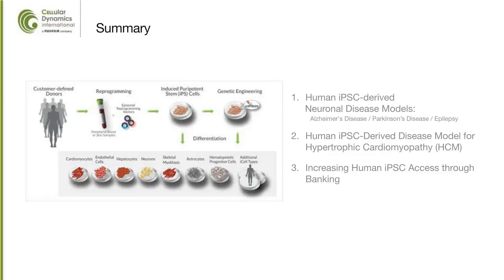So this is the summary slide summarizing both Dr. Magnan's presentation and mine. Dr. Magnan went over some of the iPS-derived neuronal disease models for Alzheimer's, Parkinson's, and epilepsy, and these were all engineered examples. I went over some of the cardiac examples for hypertrophic cardiomyopathy, an induced example and an innate example, and then I also touched a little bit on some of the banking efforts to allow the research community access to these cell types. With that, I will pass it back over to the moderator, and thank you for your attention.